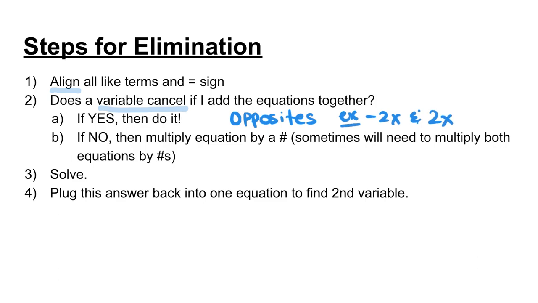If I don't already have opposites, I want to multiply one or both of my equations by a number that will make an opposite. Then I can add my equations together and solve for the one unknown that's left over. And once I get that answer, I'm going to plug it back into one of the original equations to find the second variable, and I'll have my point of intersection.